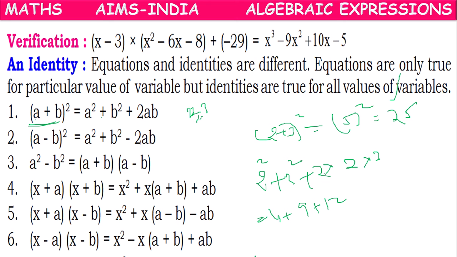3 times 12, 4 plus 9, 13. 13 plus 12, 25. So LHS equal to RHS. The equation is true for the other two values.